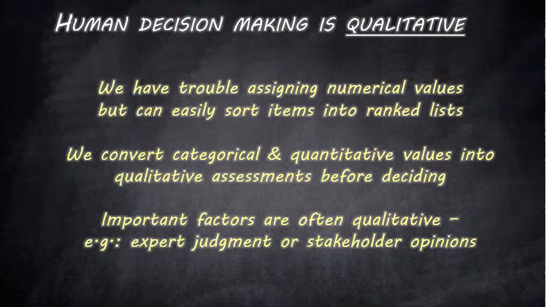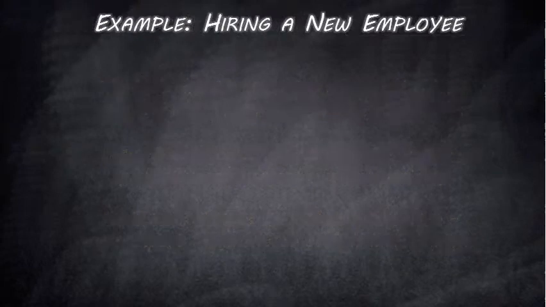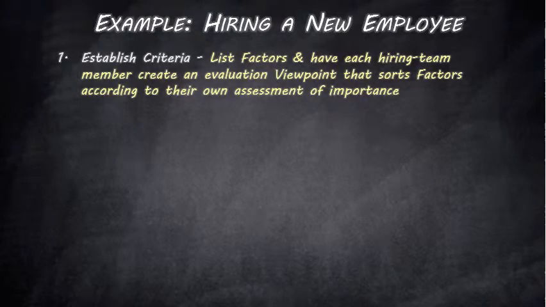Important factors that are used in decision making often are purely qualitative, things like expert judgment or stakeholder opinions. The example that I'm going to use is hiring a new employee. We treat a decision process like this as having 5 steps in preparing for the decision. The first step is to establish the criteria.